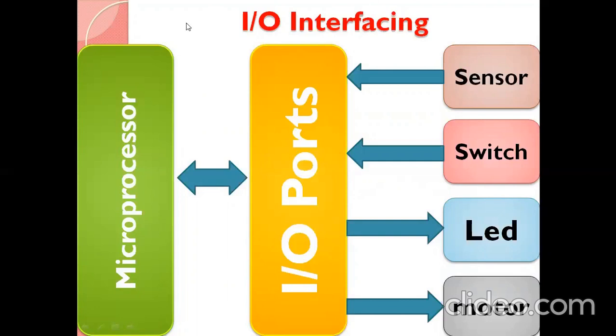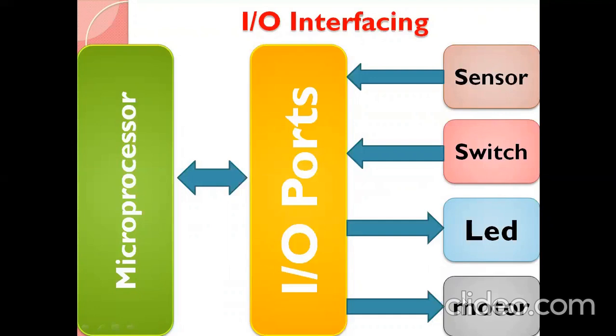So first, the block diagram is microprocessor. Next, on the right end, there are four devices available. One is a sensor, the second is a switch, the third is an LED, and another is a motor. I have taken two examples of input devices and two of output devices. Sensor is an input device, switch is an input device, LED and motor are output devices.